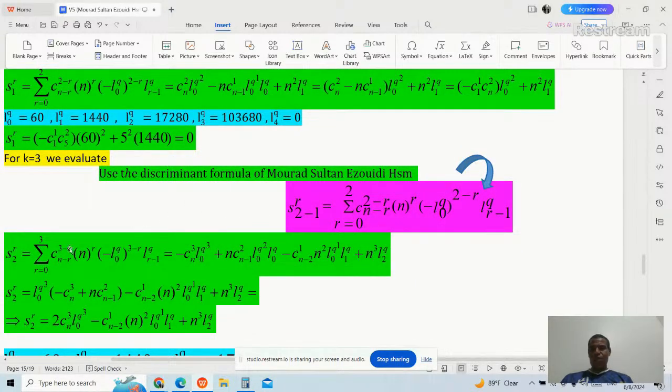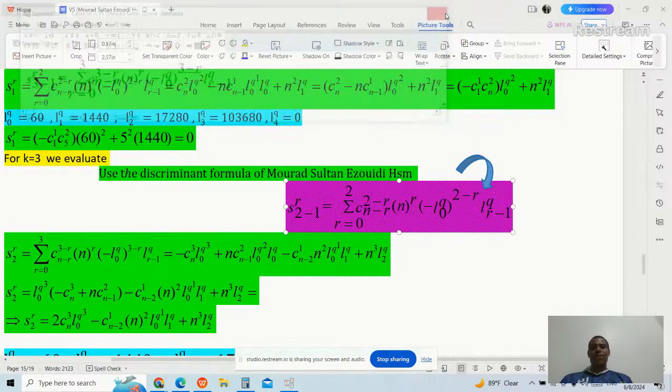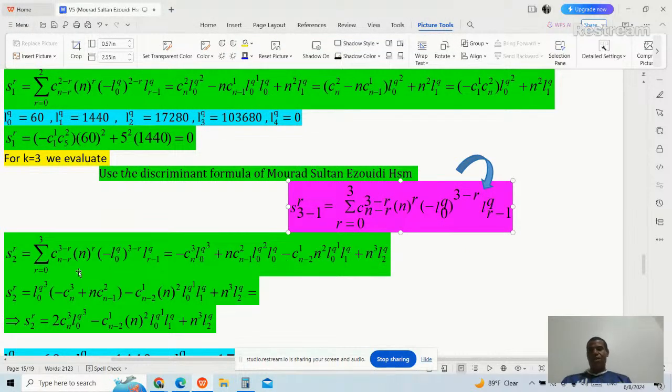Therefore, we said we should set k equal to 3, just replace k with 3. We will obtain 3 minus 2, 3 minus 1. From 0 to k is 3. Then combination n minus r choose 3 minus r, then 3 minus r. Now I will close this discriminant formula. Then I'm going to replace r with 0, r with 1, r with 2, r with 3. I will obtain immediately, learners, as I explained before, I will go to this one.